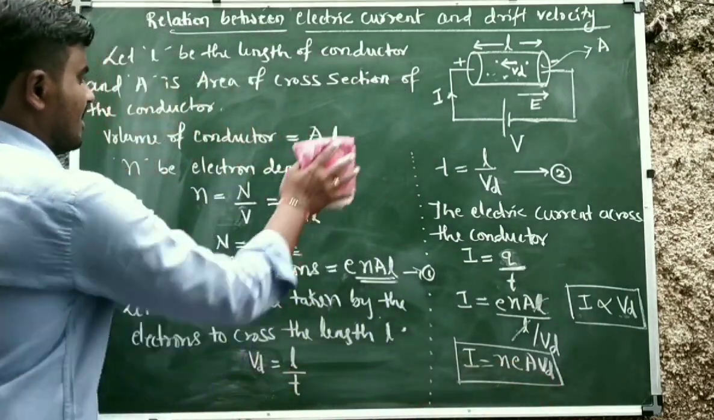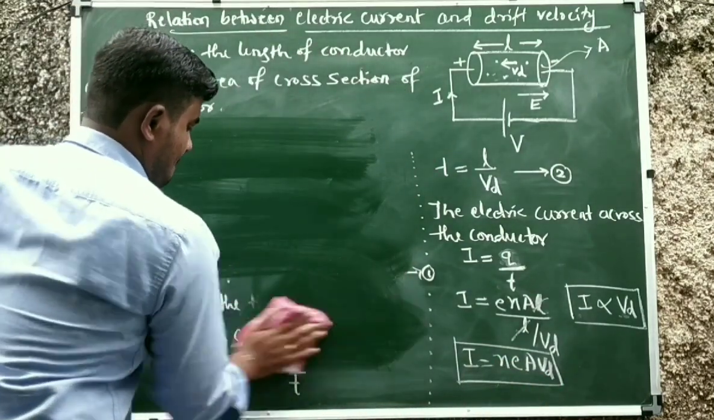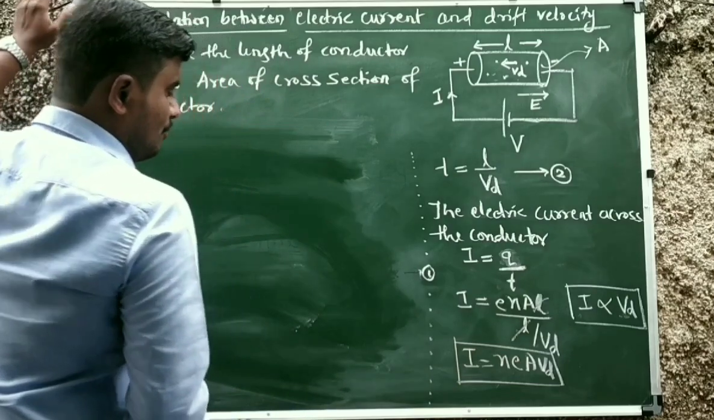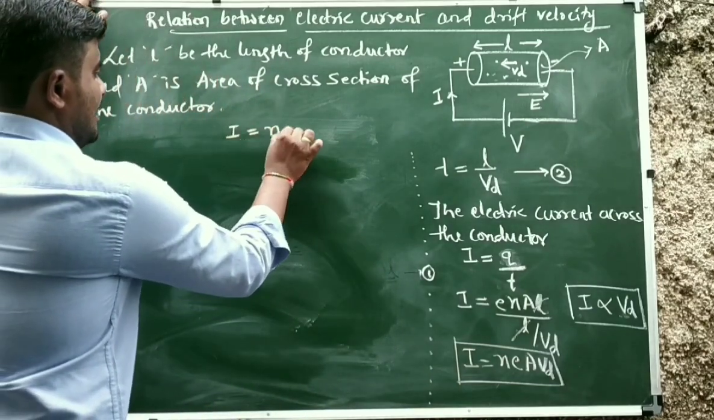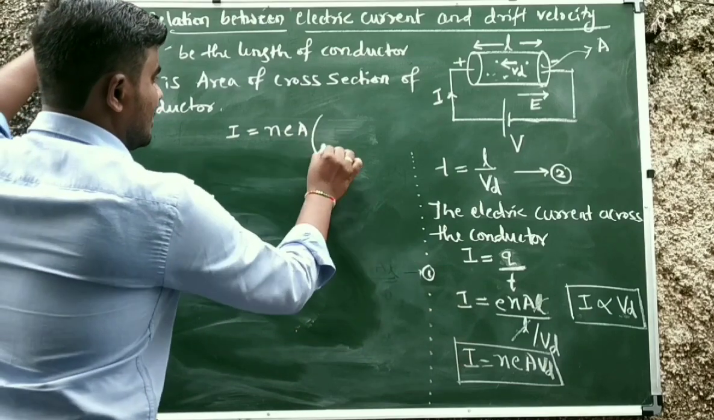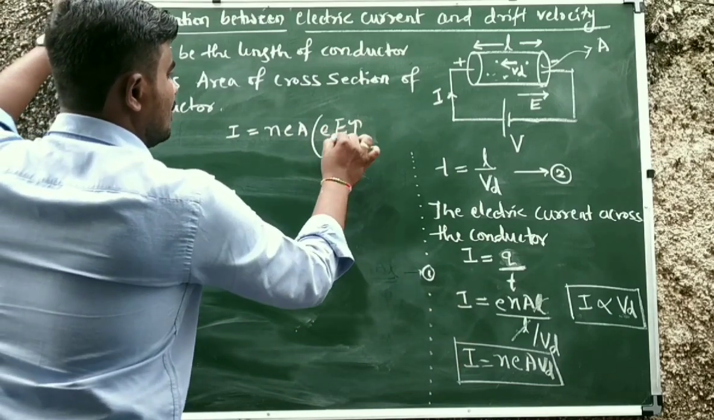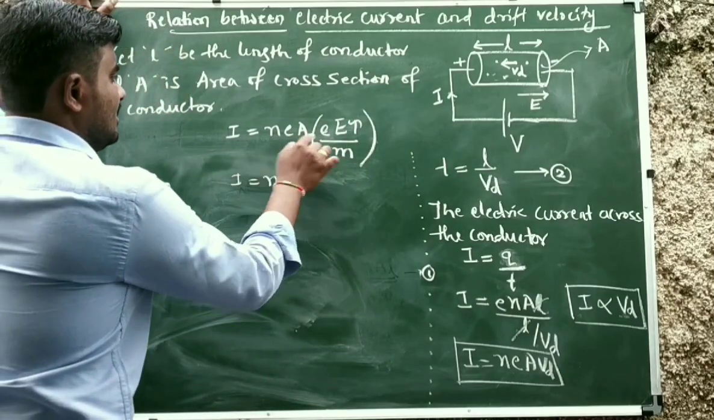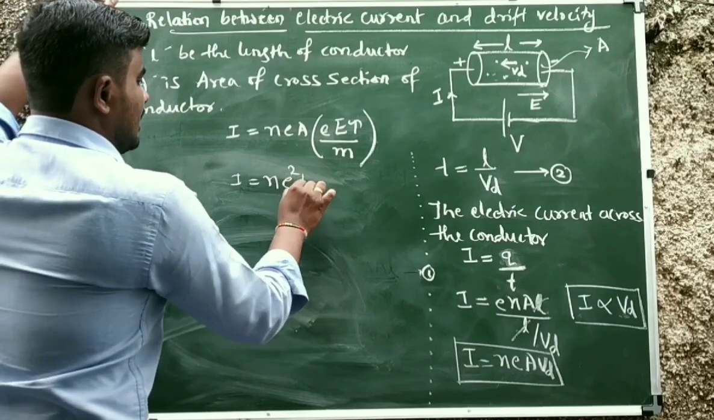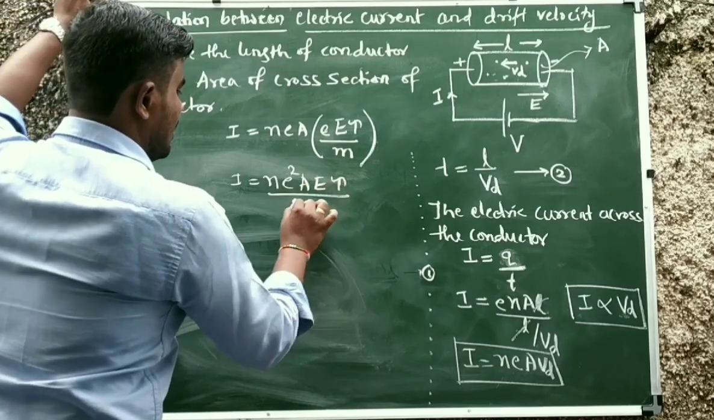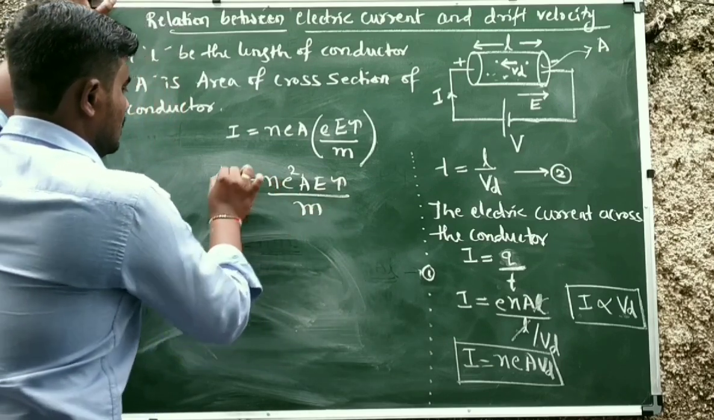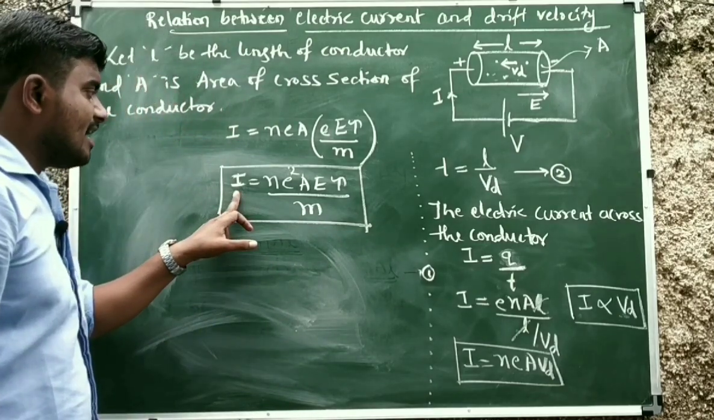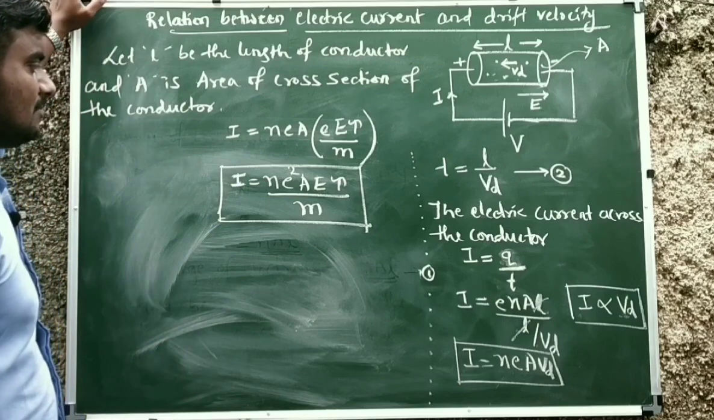And in place of Vd, see, Vd is the drift velocity, and I is equal to n e A Vd. Vd I can write as e E tau divided by m. This is the formula for drift velocity. Therefore, I is equal to n e A times e E tau divided by m, that is n e squared A E tau divided by m. This is also one formula for the relation between electric current and electric field.